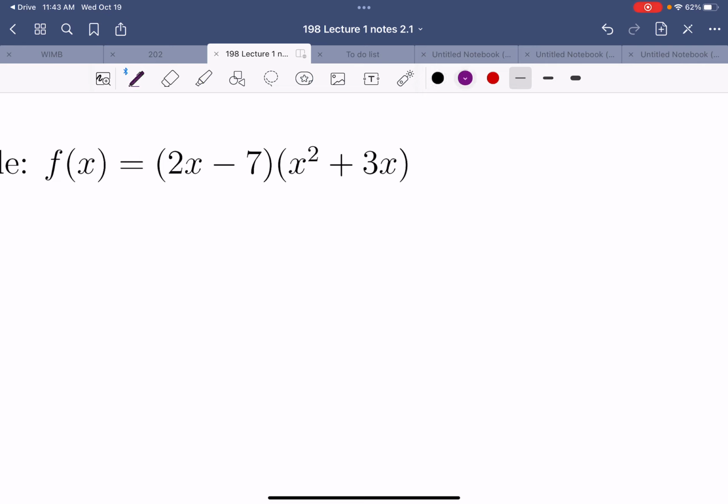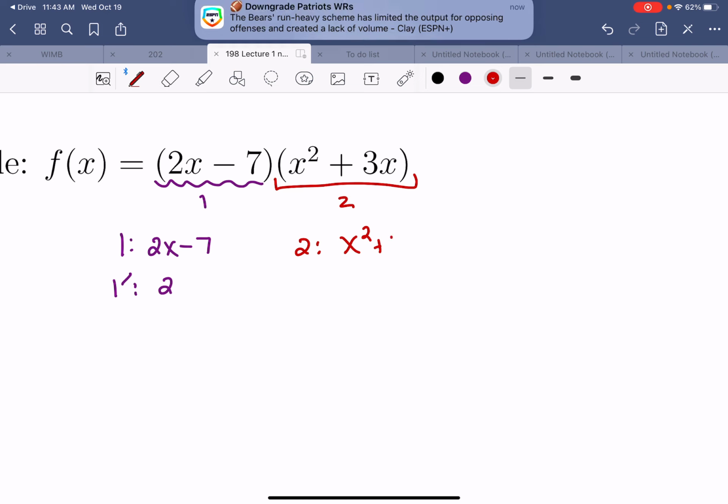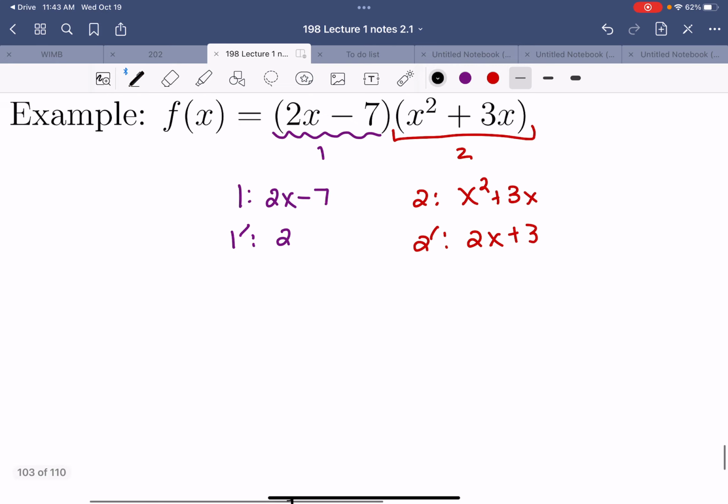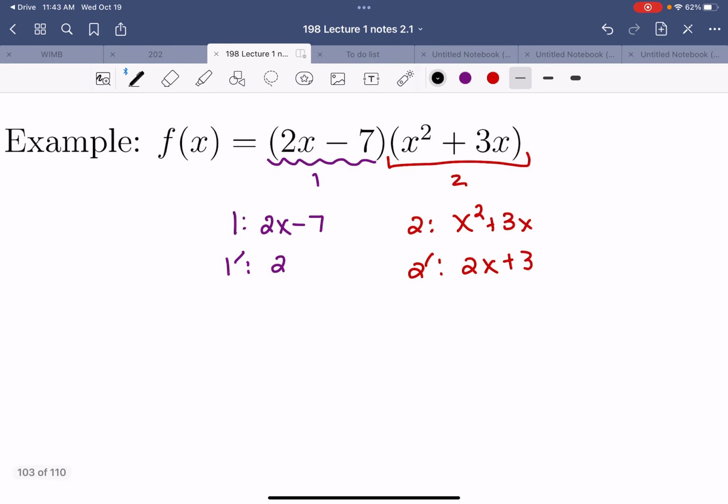The way I would do this is I would say, okay, this one here is my function 1, and this one is function 2. So I'm going to write it out. Function 1 is 2x minus 7, and its derivative, 1 prime, is just the derivative of 2x minus 7, which is 2. For function 2, I have x squared plus 3x, and the derivative of that is 2x plus 3. And then I use my product rule to put it all together to find f prime of x.